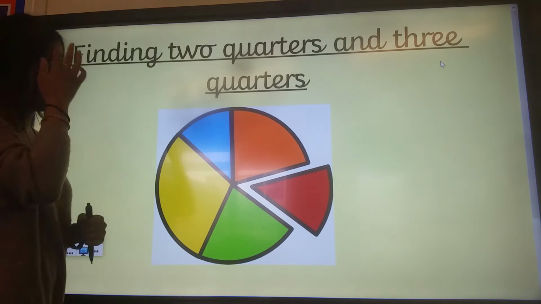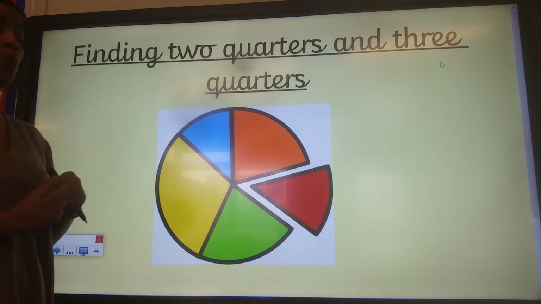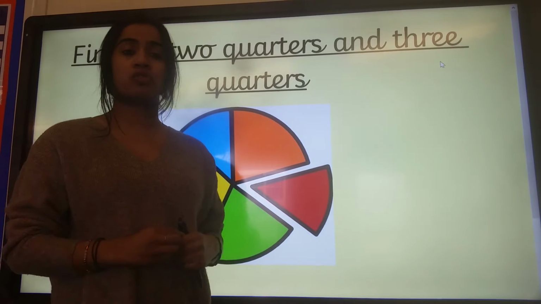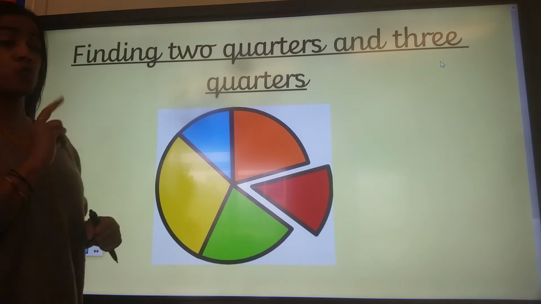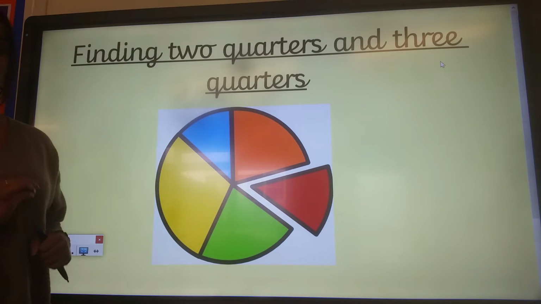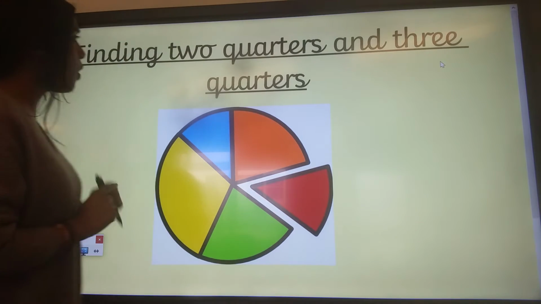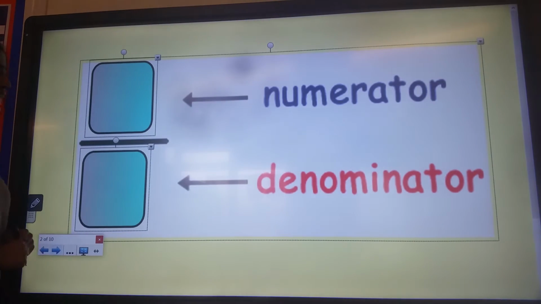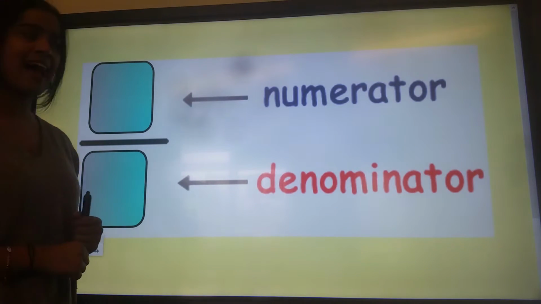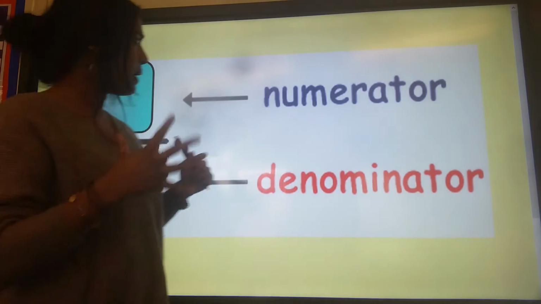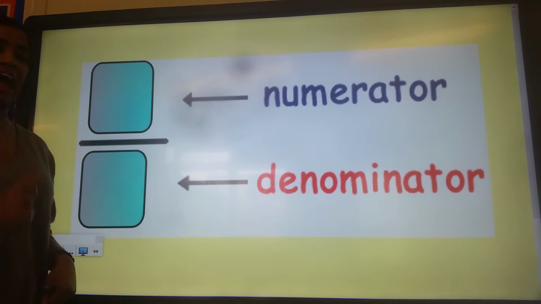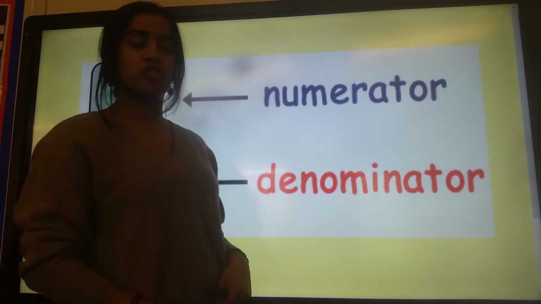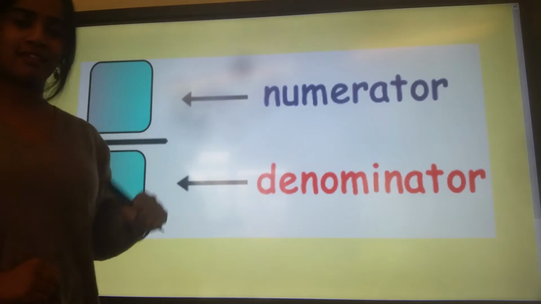In today's maths session we are going to be finding 2 quarters and 3 quarters of amounts. Let's start with 2 quarters. How do we write 2 quarters as a fraction? Think about 2 quarters as a fraction. You have 10 seconds, off you go.